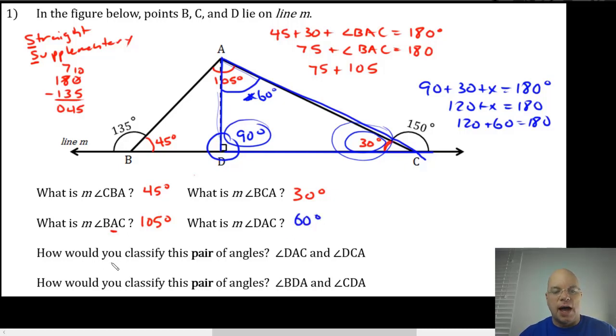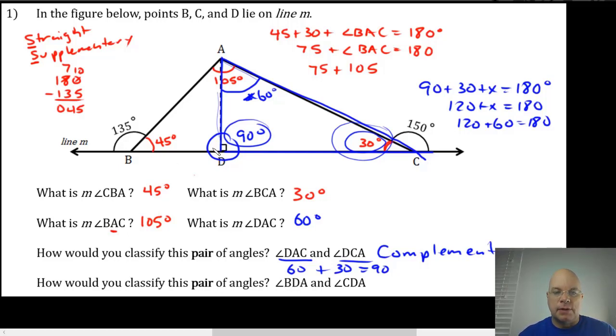This next question asks, how would you classify this pair of angles, DAC and DCA? Well, DAC is 60, and DCA, D to C to A, that's the 30 degree angle over here. And 60 plus 30 equals 90. So a pair of angles that add up to 90 are called complementary. Complementary.